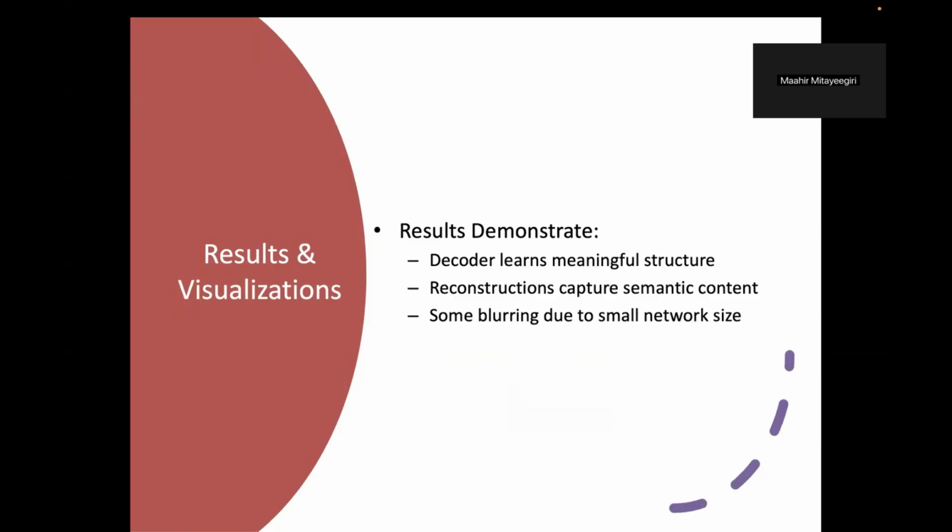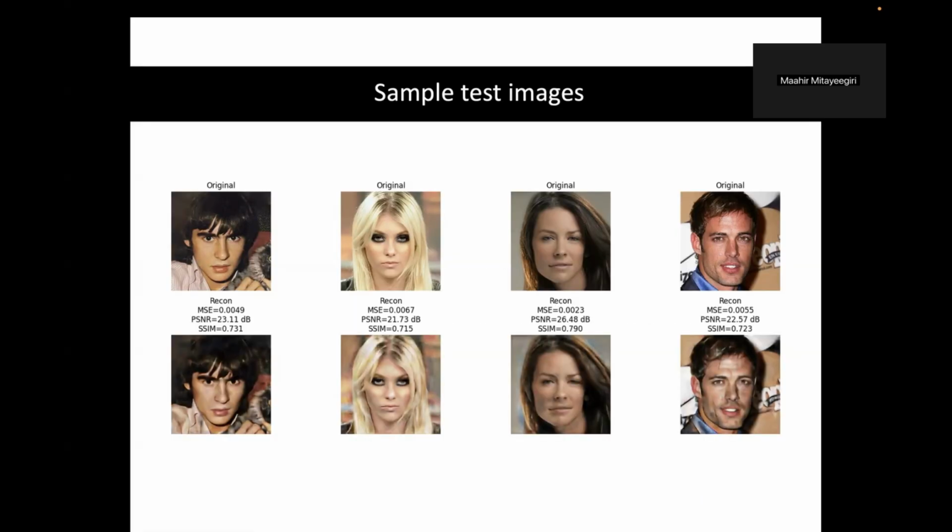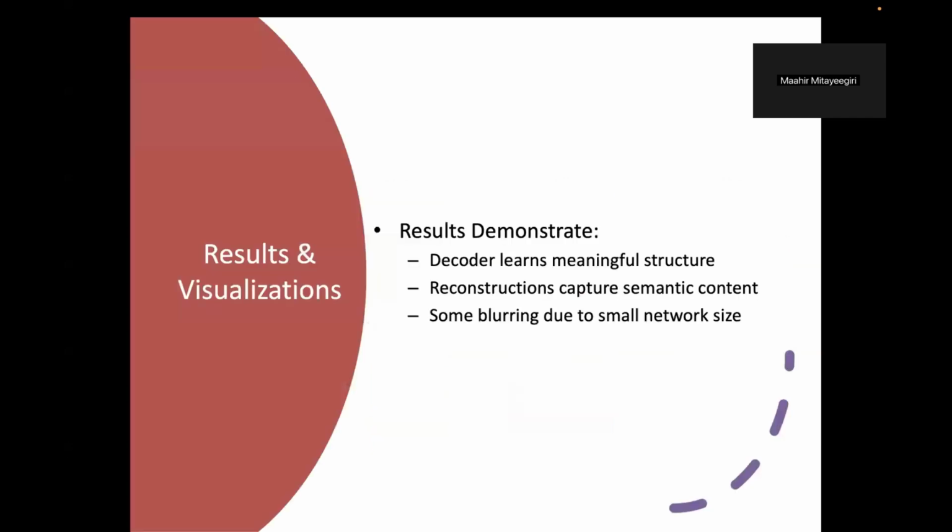Coming to results and visualizations. Here are the test samples, as we've seen before, and the corresponding reconstructions. The results demonstrate that the decoder learns meaningful structure from the feature maps. Reconstruction captures the semantic content, for example, face layout, hair, and overall identity cues. At the same time, there is some blurring, which is expected given the small size of the decoder and the information loss in intermediate features. Overall, the model strikes a reasonable balance between compactness and reconstruction quality, especially for a lightweight architecture.